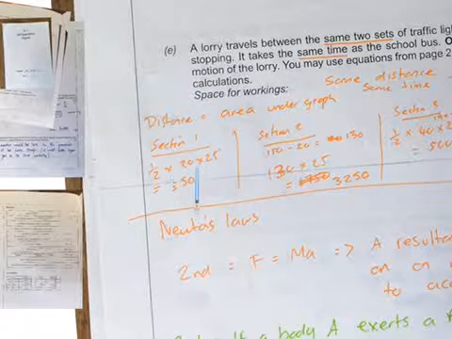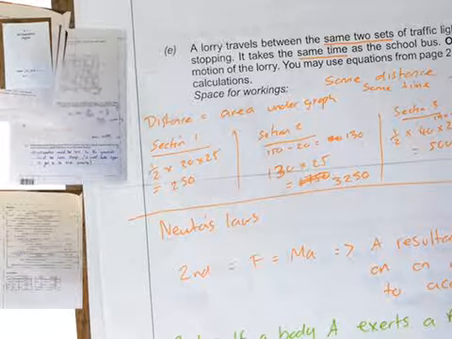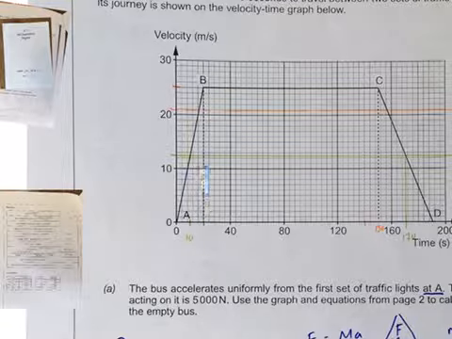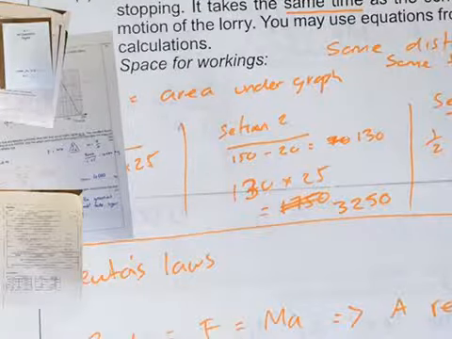So that's my first part, and you can see section 1 there. I've gone half times 20 times 25, which gives me 250. The 20 and 25 I've got from the graph. I've halved it because it's a triangle. I would have done the same for section C to D: half times base times height. And I wouldn't have halved this one because this is all the area, so it would have been base times height. You can check these figures.